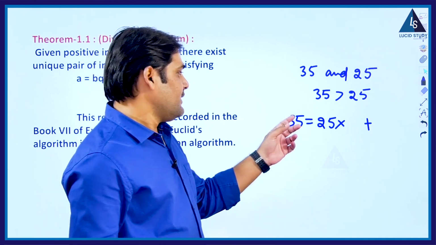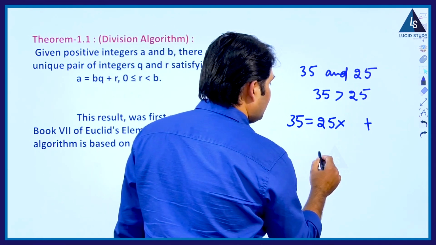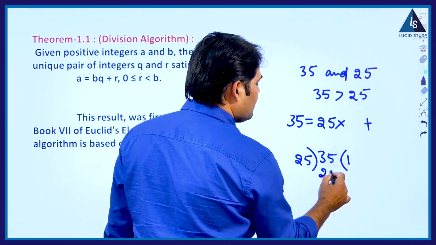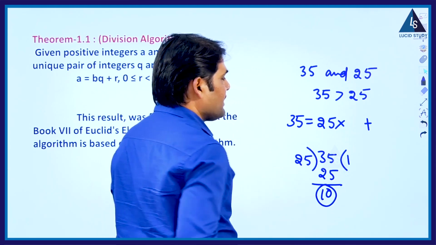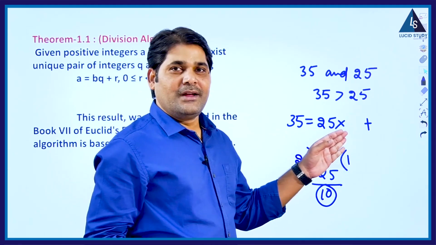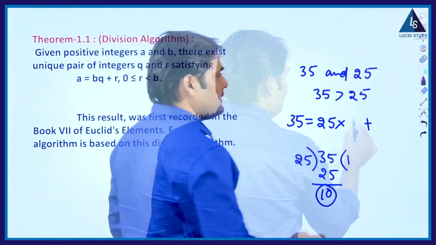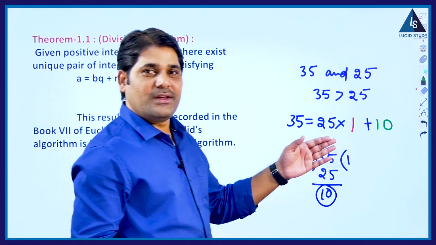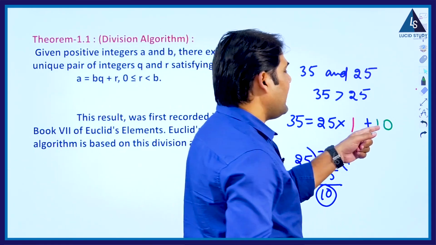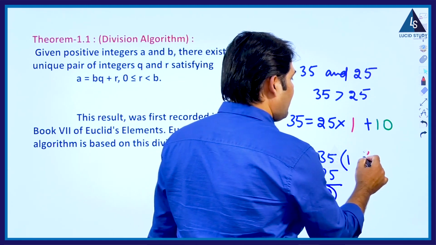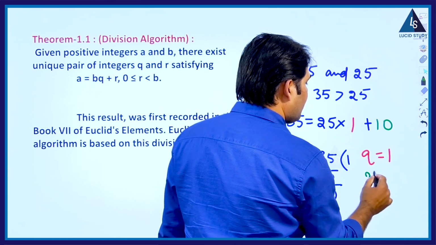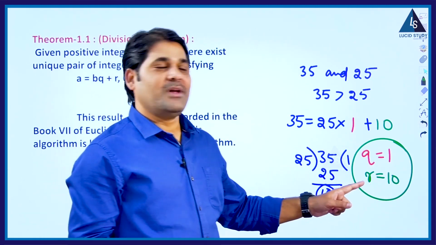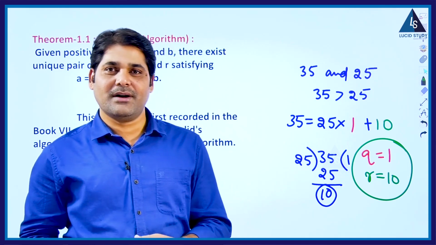Now let us divide 35 by 25. 25 ones are 25, so the remainder is 10. Now how can I write this 35 as some number into some number plus some number? See, 25 ones are 25, plus 10. 25 plus 10, that is 35. What is q here? q is 1 and r is 10. So q is equal to 1 and r is equal to 10. See, the remainder will always be less than the divisor.